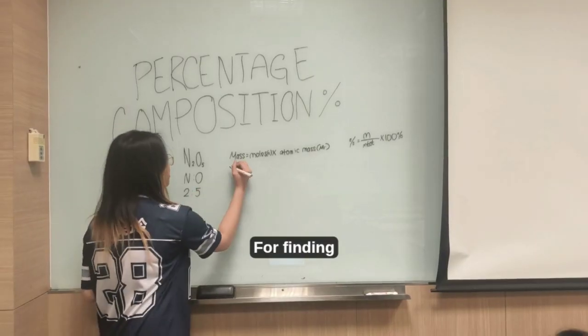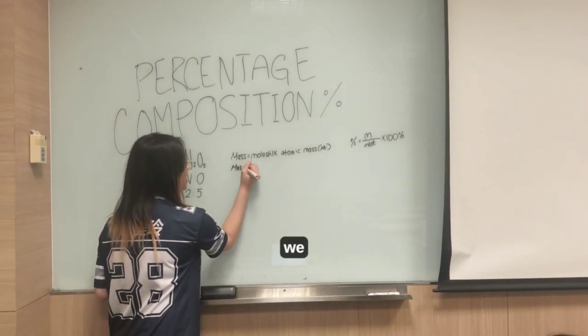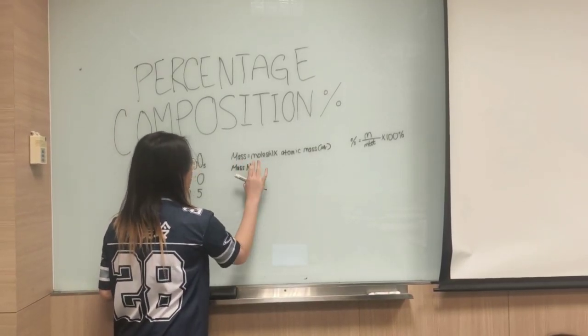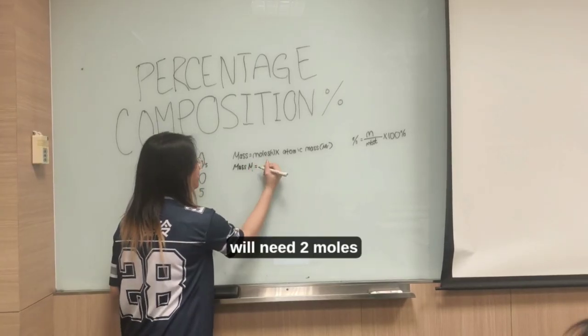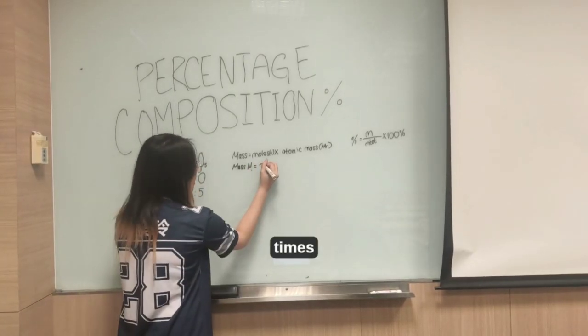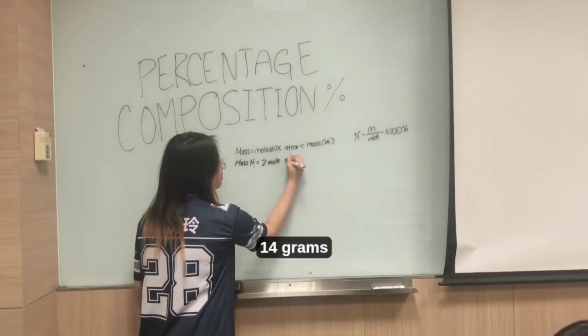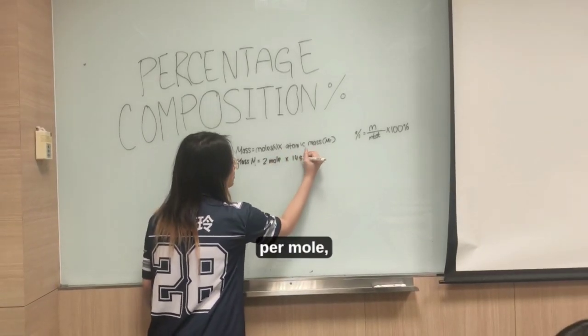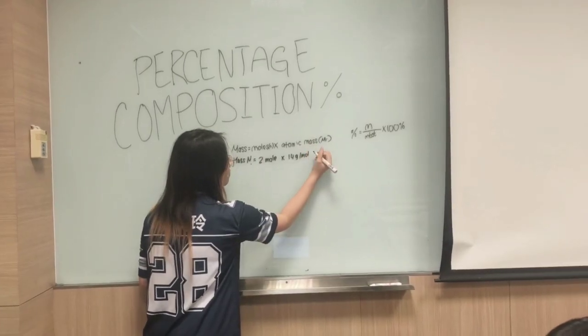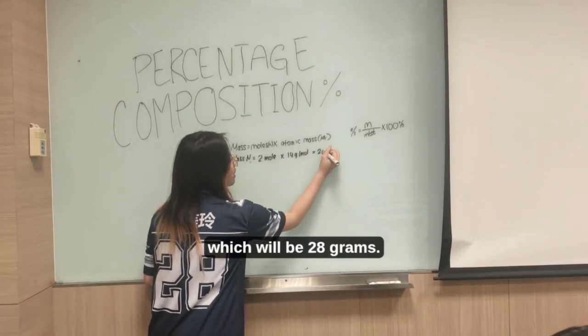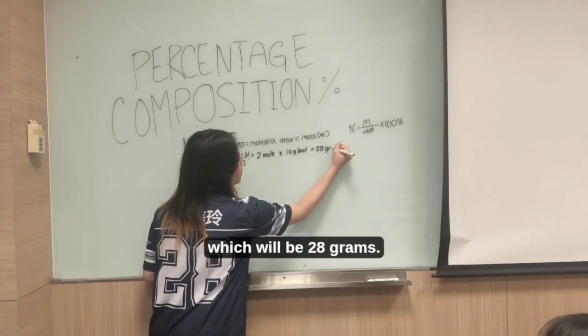For finding the mass of N, we will need 2 moles times 14 grams per mole, which will be 28 grams.